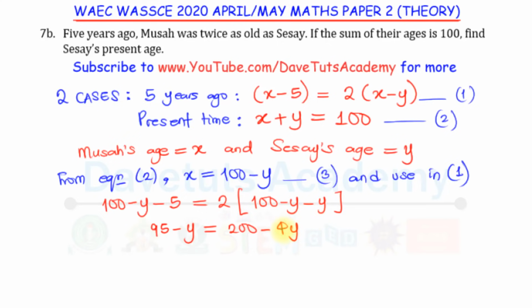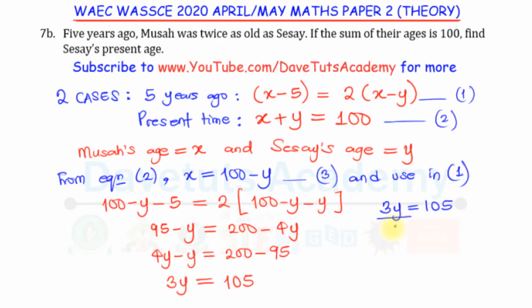And here, if I collect like terms, if I let minus 4Y move to the left hand side, it will become 4Y. Then minus Y is equal to 200. When 95 moves to the right hand side, it becomes minus 95. So 4Y minus Y is 3Y, and that's equal to 200 minus 95 is 105. And from here, from having 3Y is equal to 105, I can divide both sides by 3.